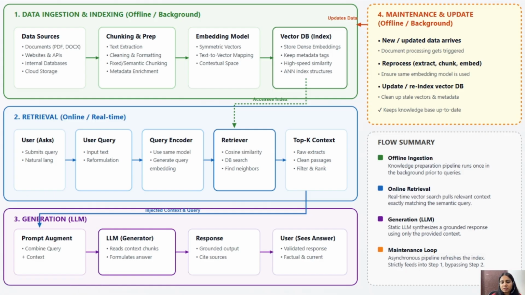And this maintenance loop is an asynchronous pipeline. It will refresh the indexes, and every time it updates some document, it should reprocess everything, meaning it goes through chunking, extraction and embedding again. That reprocessing will happen here. Okay, so this is the in-depth architecture of the RAG.